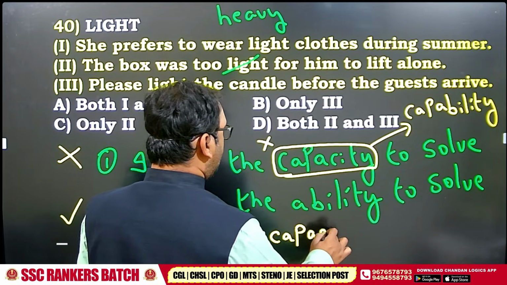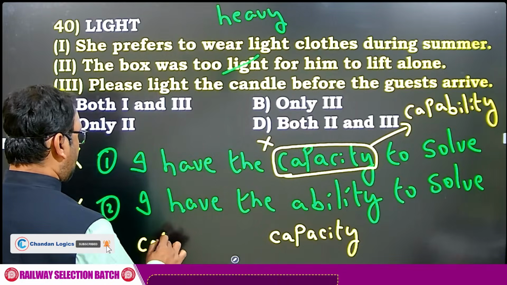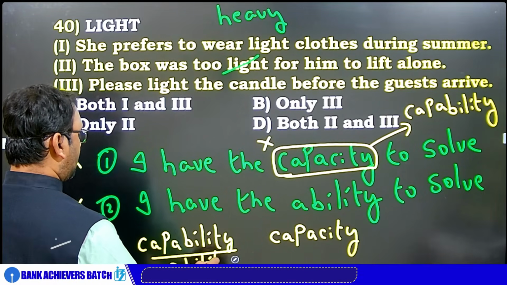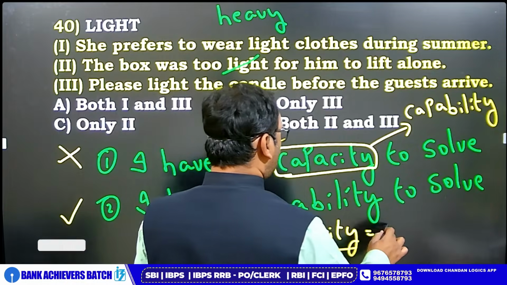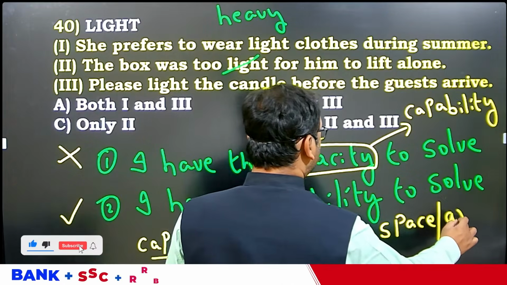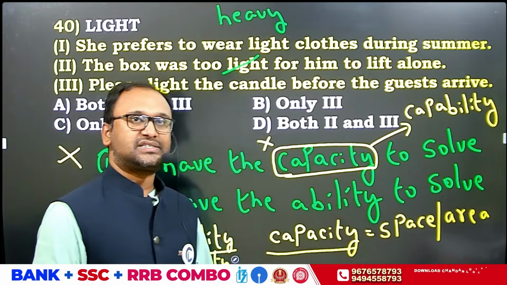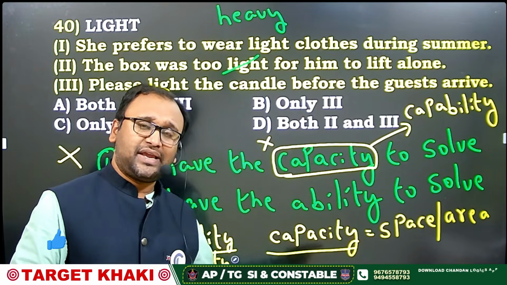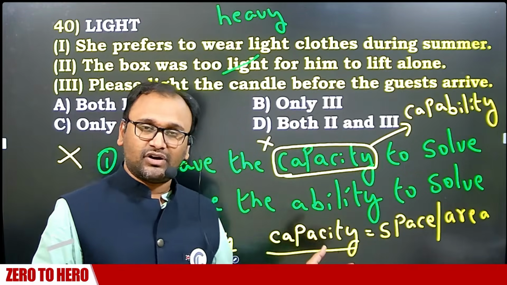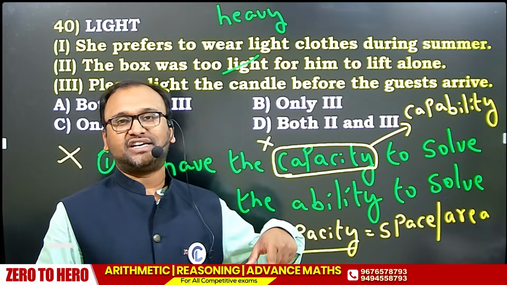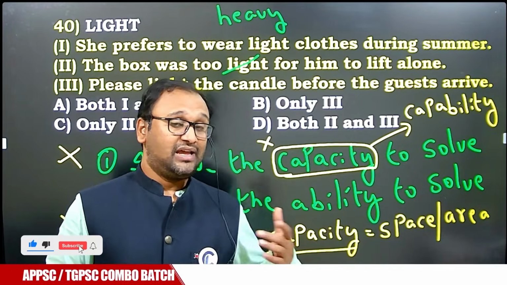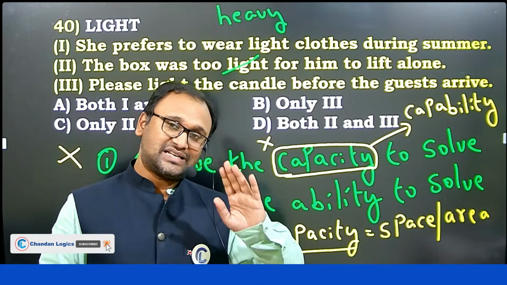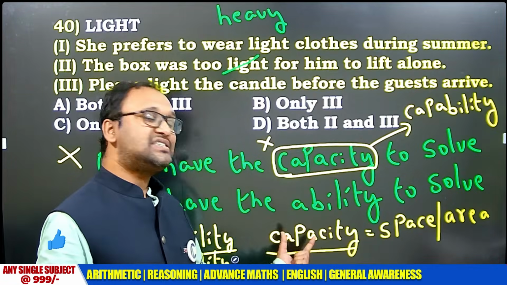Capacity is different from capability. If you are talking about a person's ability, capability means ability. Do you know the meaning of the word capacity? Capacity means space, area. For example, this auditorium has a capacity for 1,000 people. This room has capacity for 100 people. But I cannot say I have the capacity to ride a horse. Capacity is not ability. Capacity means space.